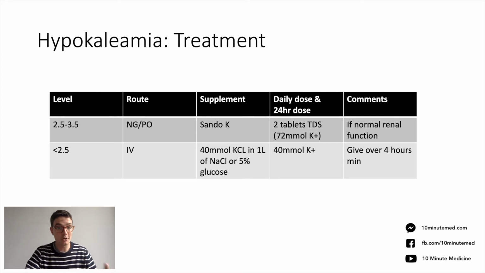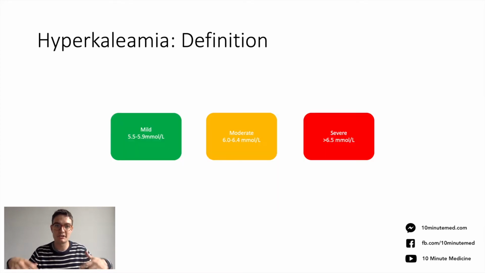So that's it on hypokalemia. That's the first bit, and we're going to spend most of our time now on hyperkalemia, as it's not only the more common electrolyte abnormality, but it also is more severe in terms of its effects and its danger. Starting with hyperkalemia, the definition is mild, moderate and severe, and really what we worry about is anything over 6.